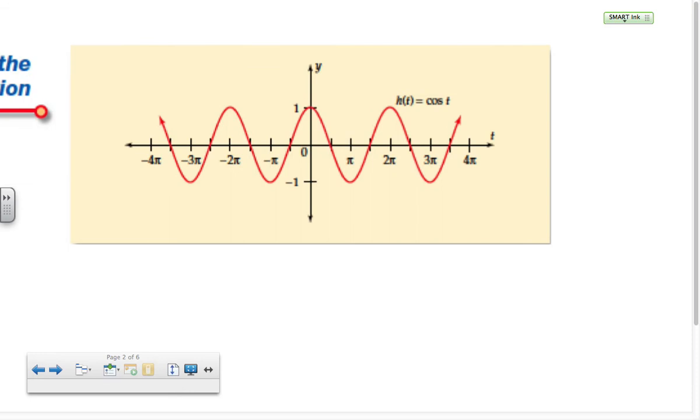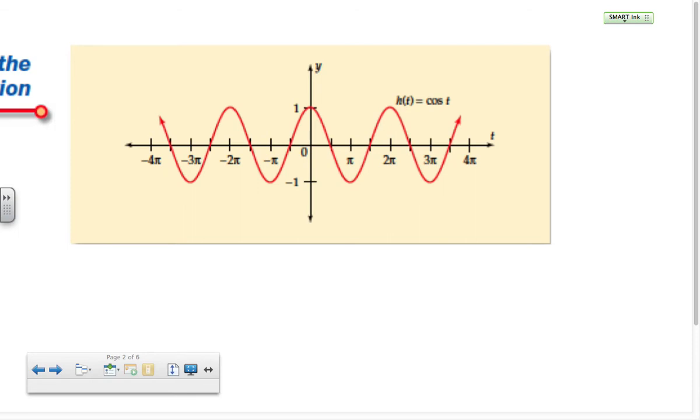Now, the cosine function, you'll notice, is a little different. At 0, it's at 1. Okay? At pi over 2, it hits the 0 mark. Okay, at pi, it hits the -1 mark. So you'll notice this wave is almost the opposite of the sine wave. Okay, it's still a wave, it's still oscillating, but it's the opposite of the sine wave.